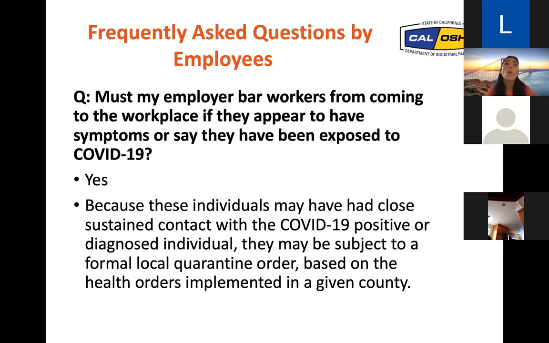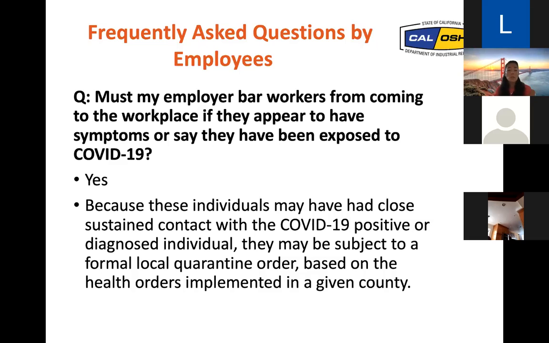right now, where we're having a surge in cases because of grape pickers or people, farm workers who are afraid of self-report and they show up even if they are sick, or if they have a child who is sick, they show up at work because they don't want to not have the money to provide for their families, right? Because these individuals may have had close, sustained contact with a COVID-19 positive or diagnosed individual.